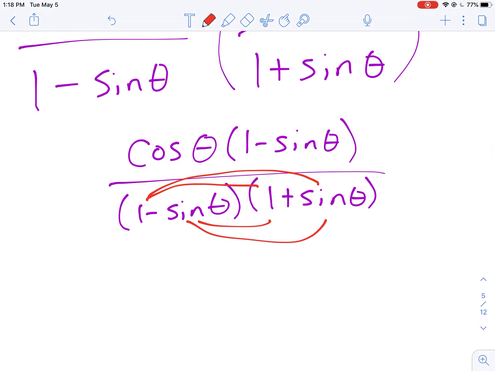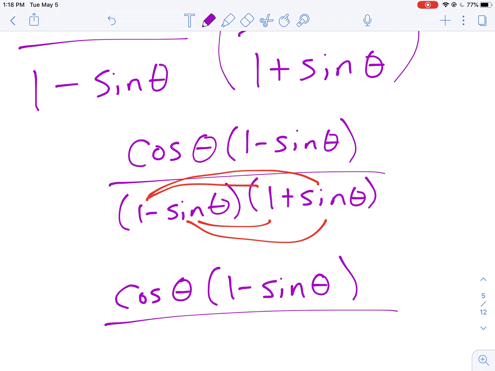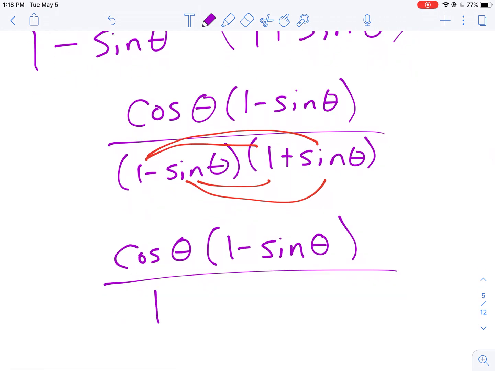And when I do my difference of squares, since I see that I'm doing 1 minus a number times 1 plus that same number, I get the cosine of theta over 1 minus sine theta. And this is all over 1 minus sine squared of theta. If you need to go ahead and do that expansion and get the 1 minus sine theta plus sine theta minus sine squared theta, you can go ahead and do that.